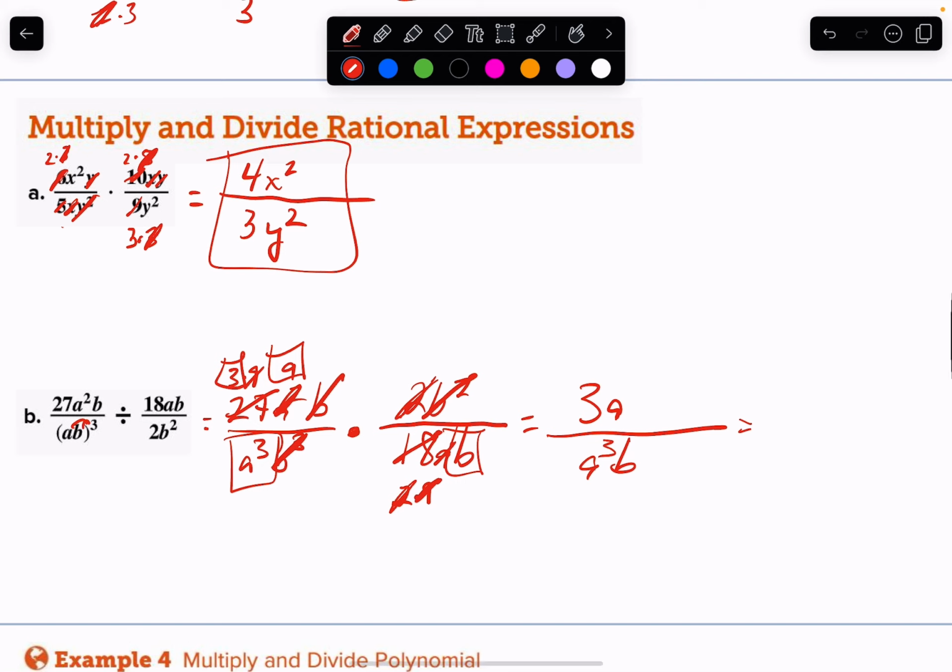I've got a at the top and the bottom, so I'm not done. That a is going to take that down to a squared. So it's 3a squared b. That's where you should be.